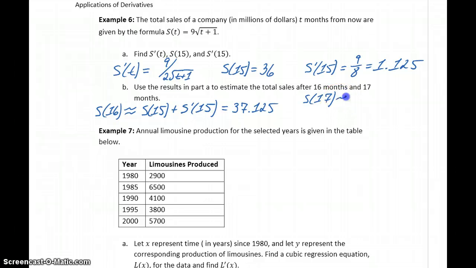And then we can do the same thing for 17 months. To get our sales after 17 months, we can take this result that we already came up with and again add s prime of 15. So we take that 37.125, add what that increase should be if we increase the value for t by 1. So after 16 months, this is our approximate sales. 1 month later means we add that rate of change again. So this should give us a little over 38 million sales, 38.25 million sales.